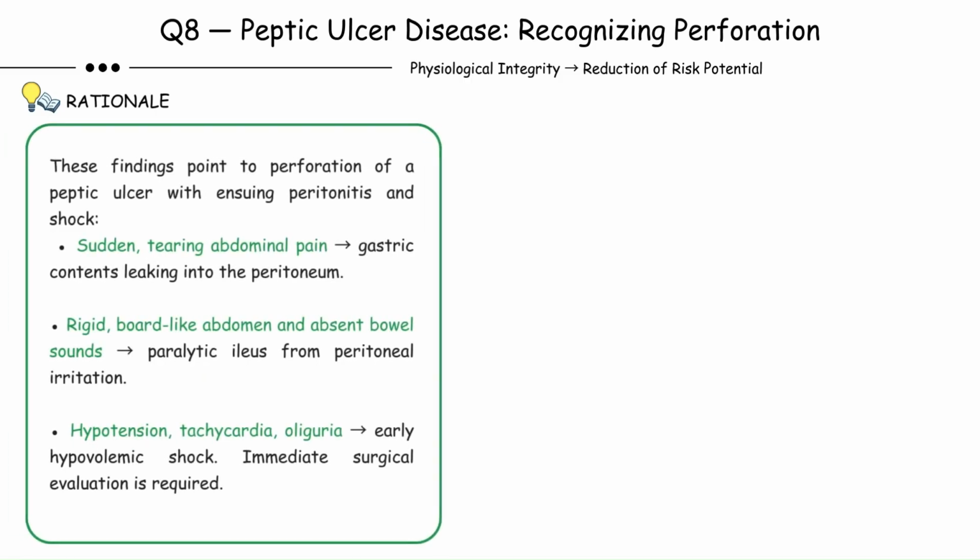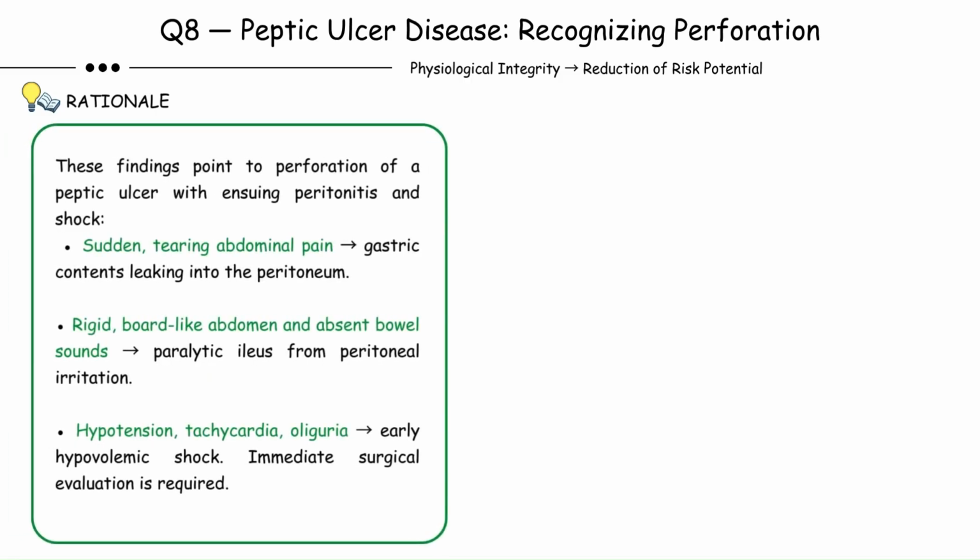A sudden, tearing pain is a classic description of an ulcer perforation. A rigid, board-like abdomen with absent bowel sounds signals severe peritoneal irritation and paralytic ileus. Hypotension, tachycardia, and very low urine output show the early stages of hypovolemic shock as fluid shifts into the abdomen. Together, these findings point to a surgical emergency.